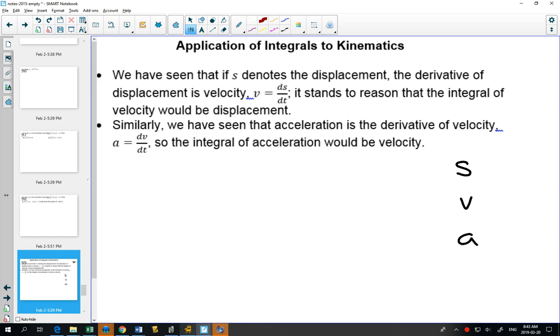So now, since we've learned SVA, we can also learn AVS.